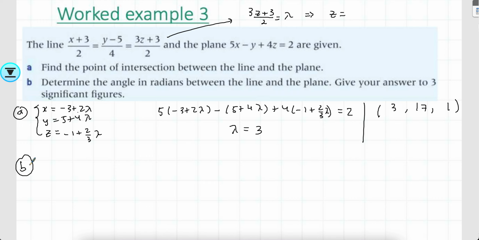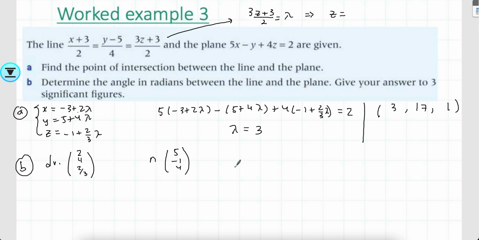Now that I proved that there's a point of intersection, I need the angle between the line and the plane, and we find it as we've discussed before. So you need the direction vector, which is 2, 4, and 2 over 3. Now you can take a parallel to this. I can take a factor of 2 over 3 out, or consider it as a scalar multiple, take any parallel vector to this just to make it look nicer. But you don't need to. This still works. And then you need the normal vector, which is 5, -1, and 4.